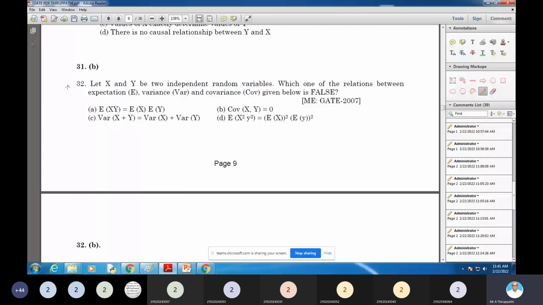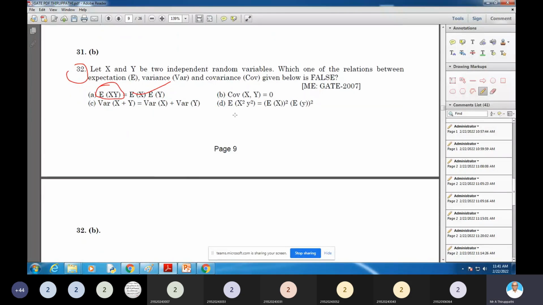Read question 32. X and Y are two independent random variables. Which one of the following relations among expectation E of x, variance of x and covariance of x is false? E of xy equal to E of x into E of y is the correct statement when x and y are independent.